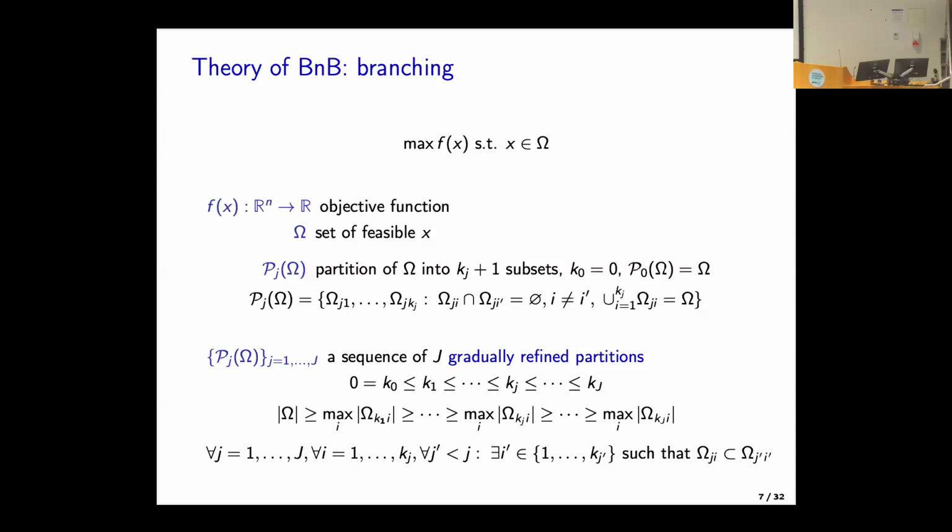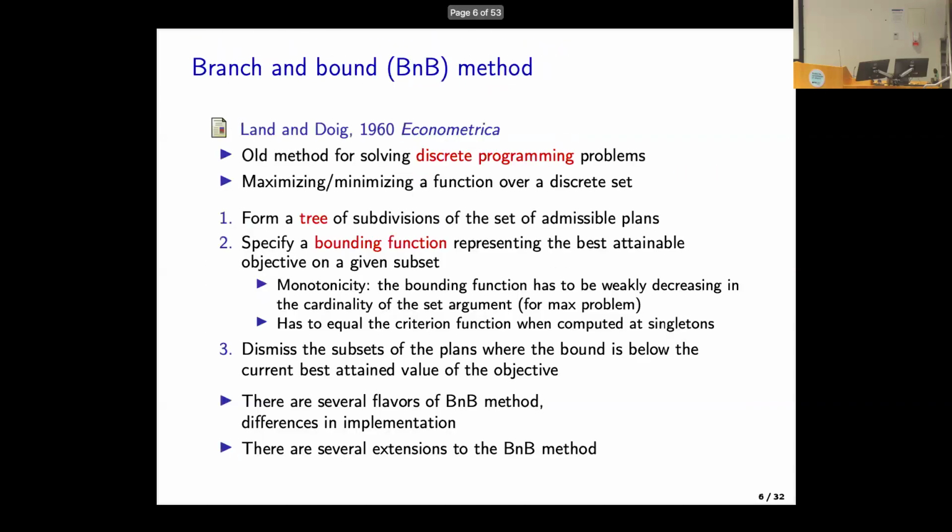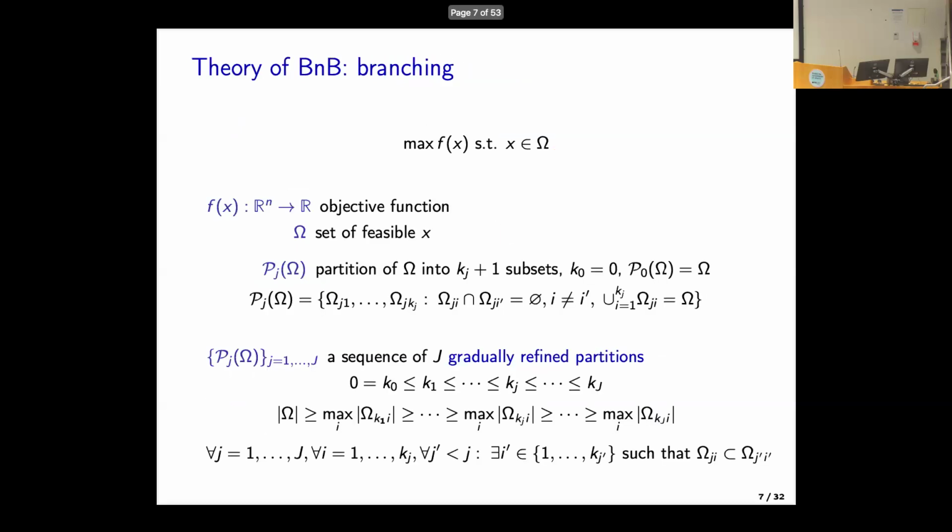We want to talk about these partitions, the curly P_j, into K_j plus 1 subsets, such that the first level basically has the whole set. So this partition curly P_0 of omega is just omega by itself. And then as this index j increases, you have more and more of these partitions, which are mutually exclusive subsets of the original omega. Right, so that's what we are looking for.